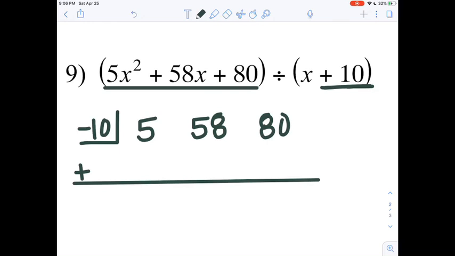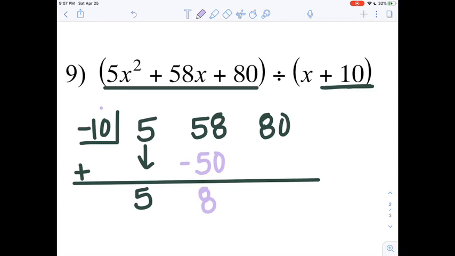And then what you're going to do is bring down this first number below the line. From there, you're going to multiply the number below the line by the number in the box. So I'm going to do 5 times negative 10, which is negative 50, and I'm going to put it in the next blank space. So what you're going to do is add those two numbers together. So 58 plus negative 50, that's 8.